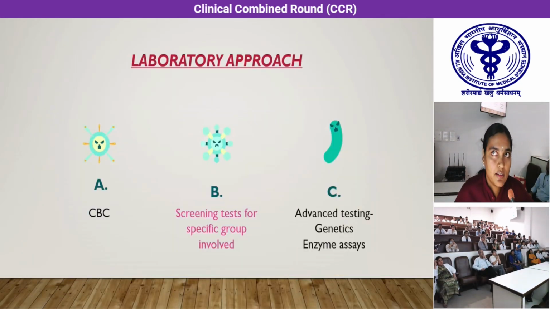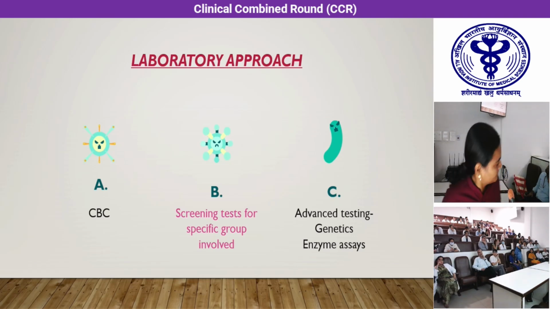So basically, we can divide the approach to PID into three groups. First will be the routine usual investigations, like complete blood count. Second, depending on the type of defect we are thinking of, whether it's a B cell defect, a T cell defect, a phagocytic defect or a complement mediated defect, we can perform screening tests for the specific group involved. And once we get any positive tests in screening, we can try advanced genetic testing like whole genome sequencing for the patient.